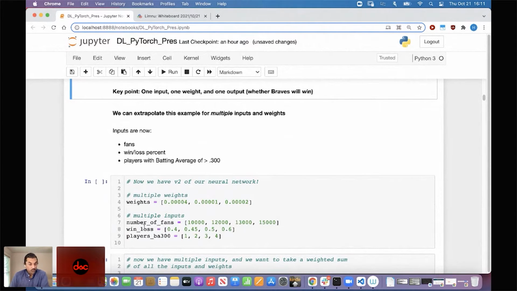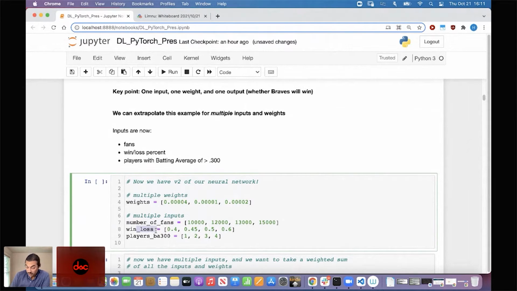The first one, of course, is number of fans. Then we have the win-loss percentage for the last 4 years. And we have the number of players with a batting average of 300 or above.